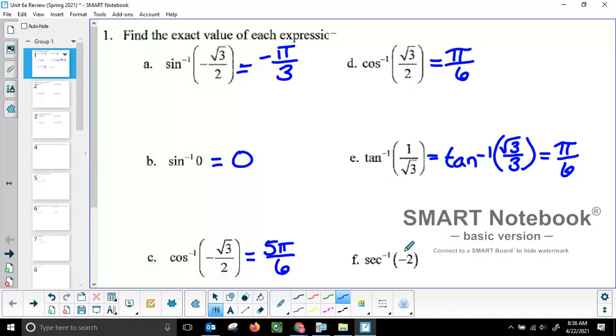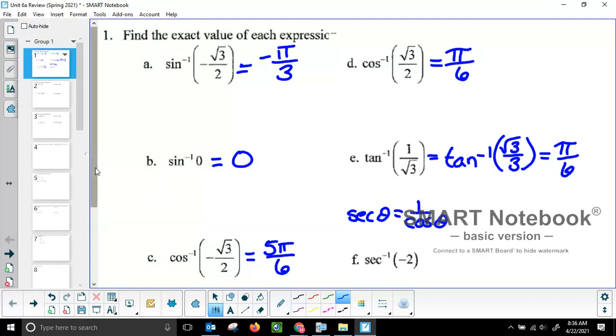All right, here for f, we have the inverse secant of negative 2. Secant is not one of the things on our unit circle, right? However, we should know that secant of theta is equal to 1 over cosine of theta. All right, so we can actually go ahead and think of this very similarly.